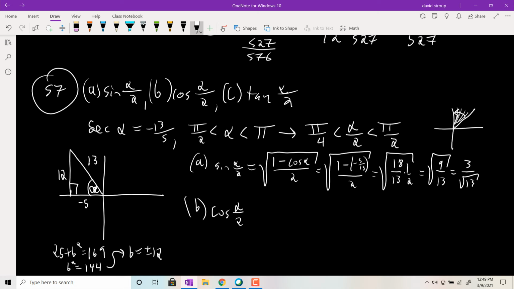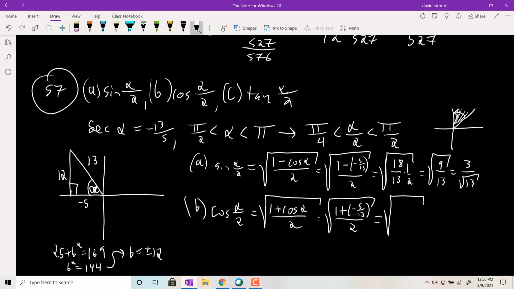Next, cosine of alpha over 2. Again, because alpha over 2 is in between pi over 4 and pi over 2, you're in the first quadrant, so you use a positive square root. And this time it's 1 plus cosine alpha over 2. So that'll be 1 plus negative 5/13 over 2, which will equal the square root of 13 thirteenths minus 5 thirteenths is 8 thirteenths. Divided by 2 is the same as multiplying by 1/2. You'll get radical 4 over 13ths, which will be 2 over radical 13. Okay. Part C, tan of alpha over 2.